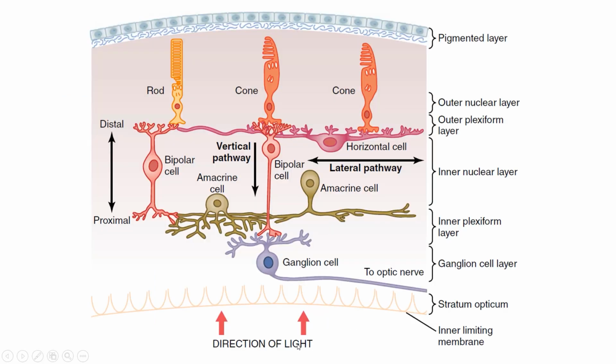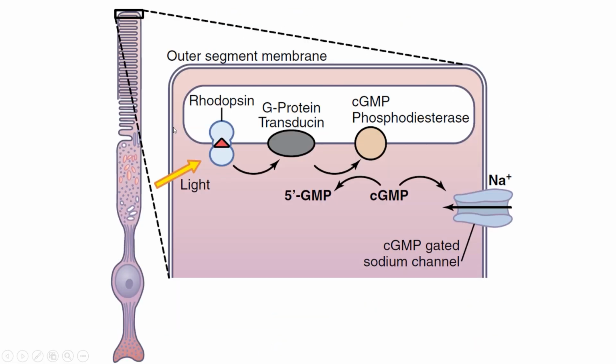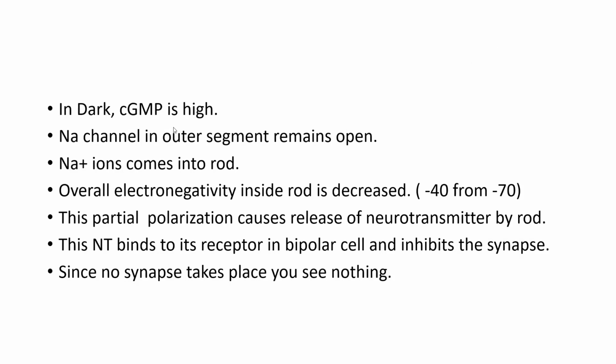And if you look at this picture, the secreted neurotransmitter comes and binds to the receptors in the bipolar cells, and the synapse is blocked or inhibited by that neurotransmitter. During the presence of light, the membrane is hyperpolarized, so the neurotransmitter is not released and the synapse is not blocked. During the absence of light, the membrane becomes partly polarized because the cyclic GMP gated sodium channel opens, and there is the release of neurotransmitter that binds with these receptors in the bipolar cells, and the synapse gets blocked. And because of the blockage of the synapse, we see nothing during the absence of light.